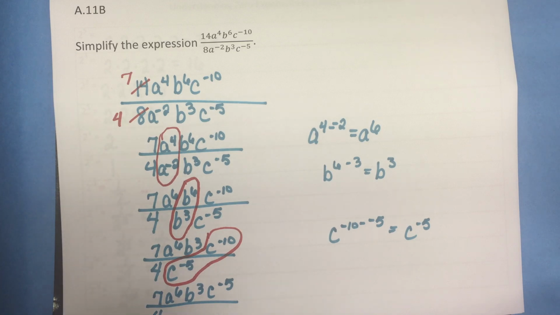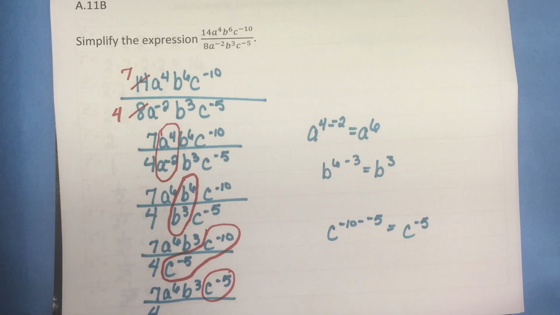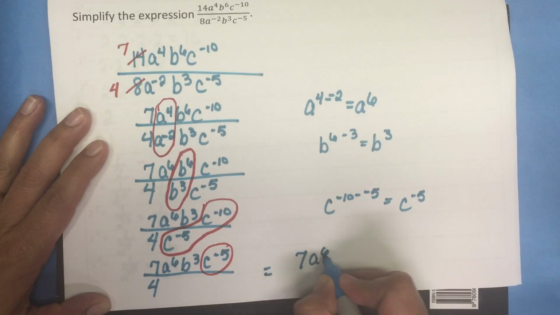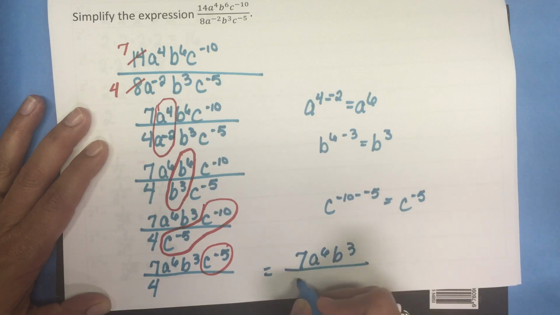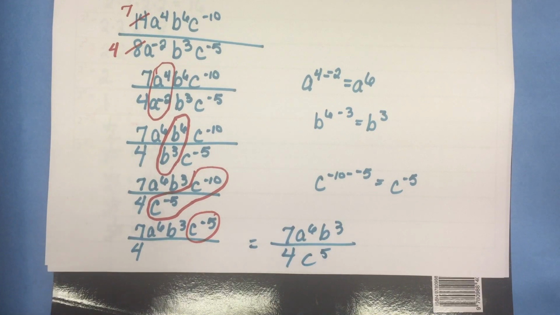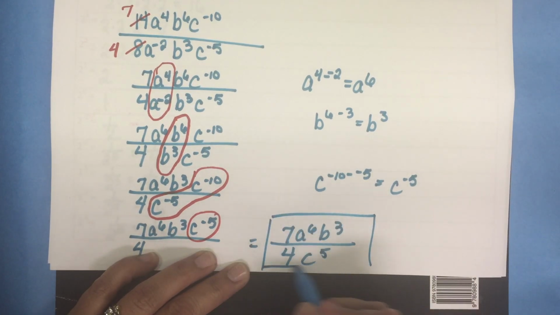But now we need to get rid of this negative exponent. So we're going to apply the rule for negative exponents to get our final simplified answer of 7 times a to the 6th, b to the 3rd over 4 times c to the 5th power.